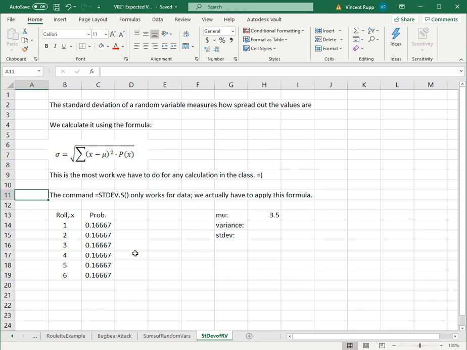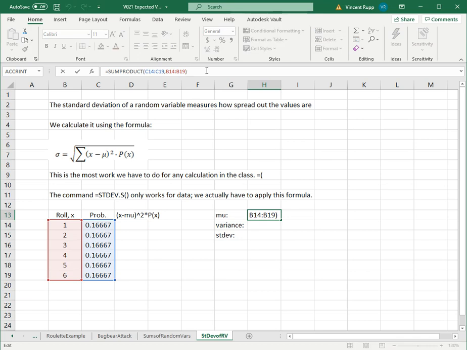It's not super complicated. So here I have my probability model for a D6. I have my roll and my probabilities. So I'm just going to do this all here. I'm going to add a new column, x minus mu squared times p of x. And so to do this, I already need to have my average, my expected value calculated. You can see I did that with the sum product formula using the rolls and the probabilities already. But I know that's 3.5 from a previous video anyway.